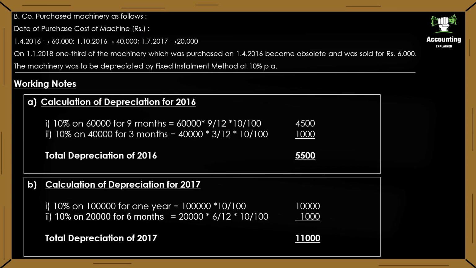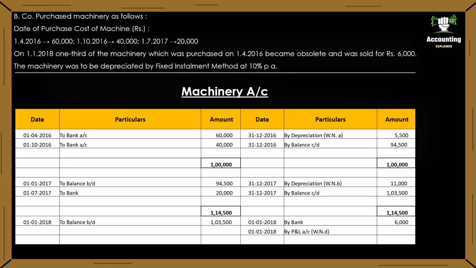This is our working note B. Total depreciation for 2017 as per our calculation amounted to 11,000 rupees, which has to be taken to the machinery account. On referring to the working note B, we found out that the depreciation amount is rupees 11,000.